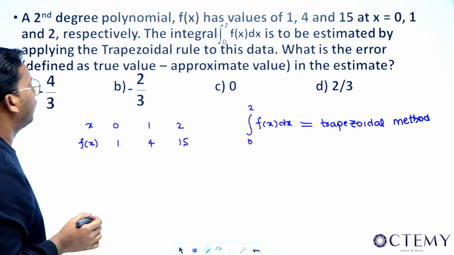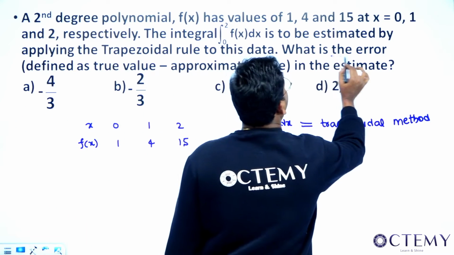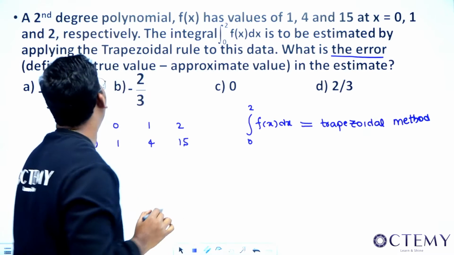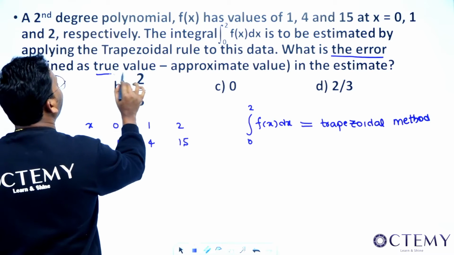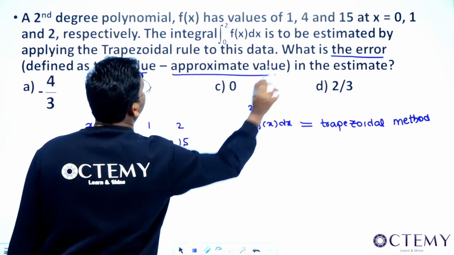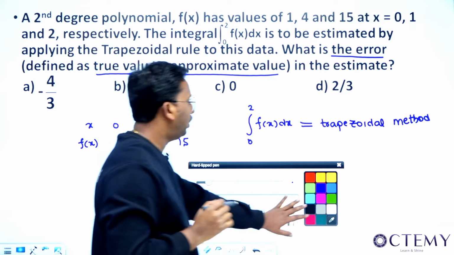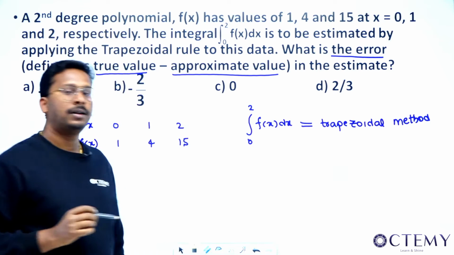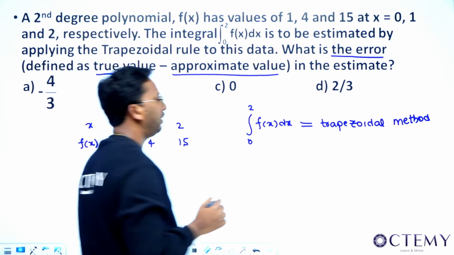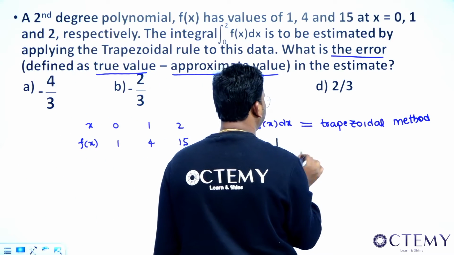What is the error? What is he asking? He is asking the error, defined as true value minus approximate value in the estimate, right? So first we have to find what? Let us try to find the estimate using the trapezoidal method. What would that become?